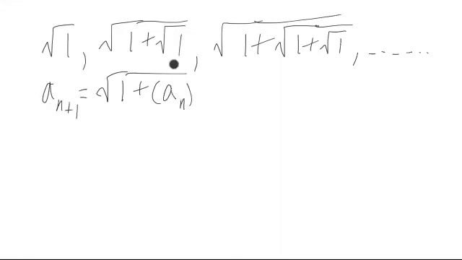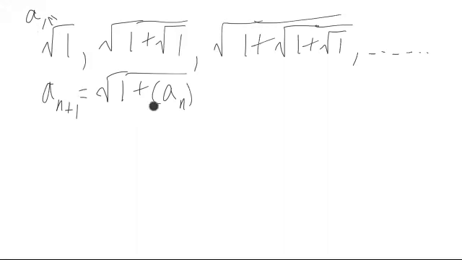So this is the recursive formula, and perhaps we start at a1 equal to this, so then a2 would be the square root of 1 plus that. Okay, so let's go from there and see what we can do.